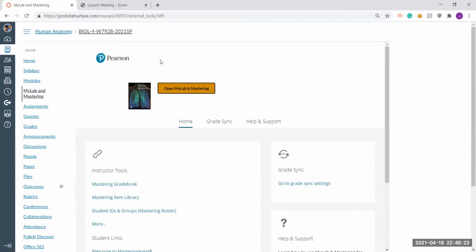Hey guys, today I'm going to talk a little bit about the lab for the cardiovascular system, and today we'll cover the blood and the heart. So I will go over my lab and mastery, particularly the practice anatomy lab, PAL. So I'm going to open my lab and mastery.